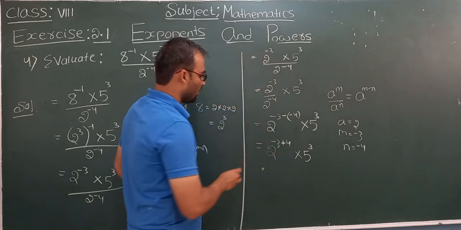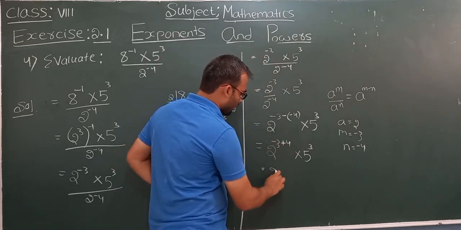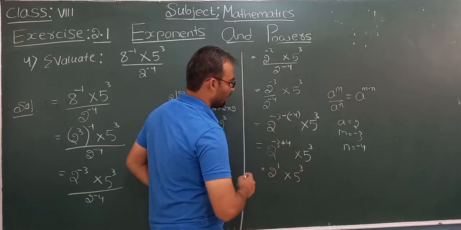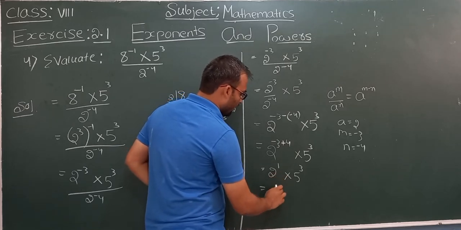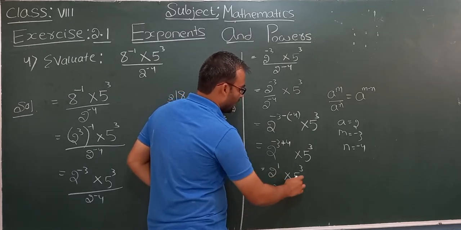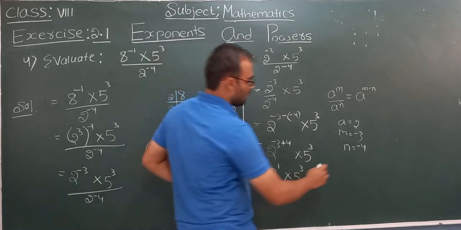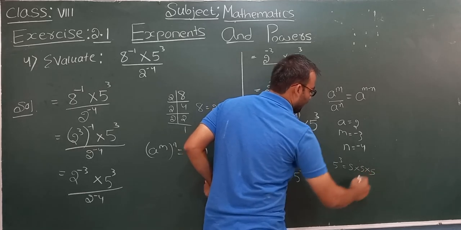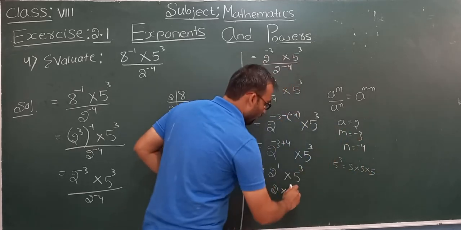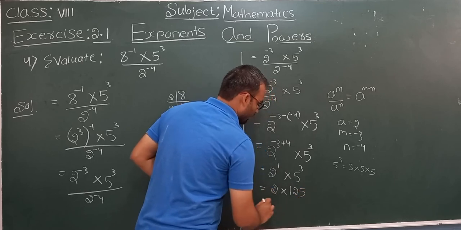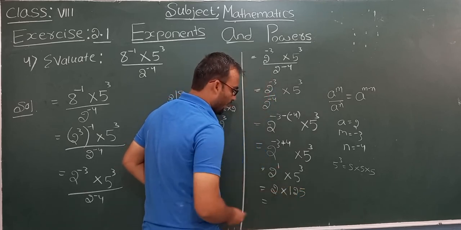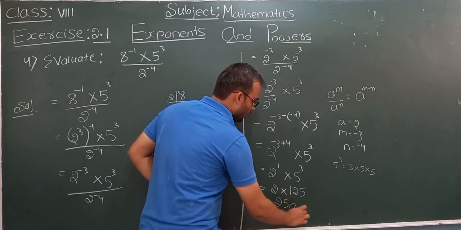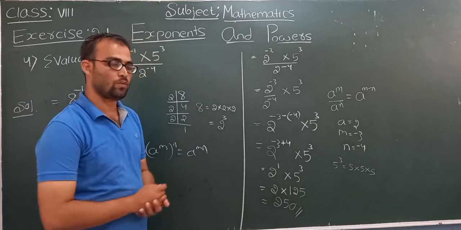Now students, 2 to the power minus 3 plus 4 is 2 to the power 1, into 5 to the power 3. Then 2 to the power 1 is nothing but 2 only. And 5 to the power 3 is what, students? Just look here. 5 to the power 3 means 5 into 5 into 5. 5 5s are 25, 25 5s are 125. Now 125 into 2, that is 250. So this is the solution for the first problem.